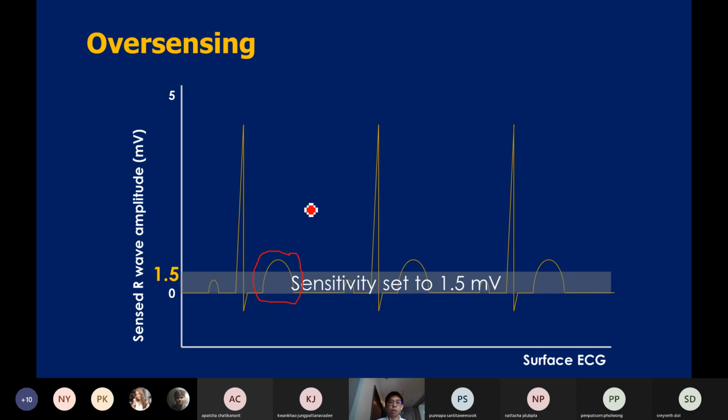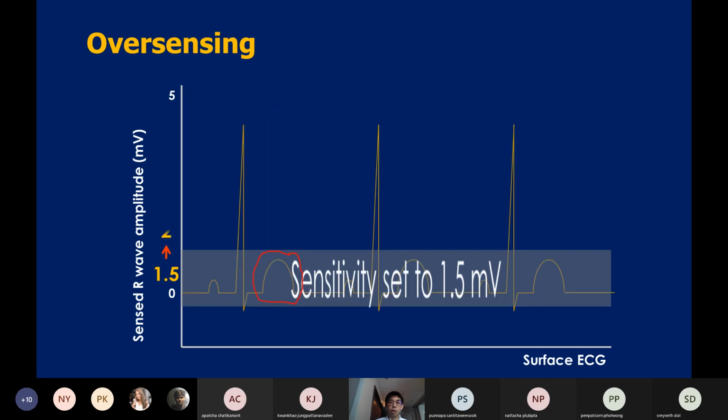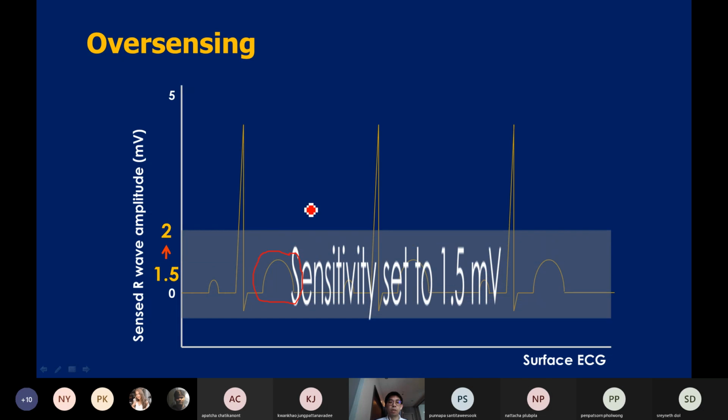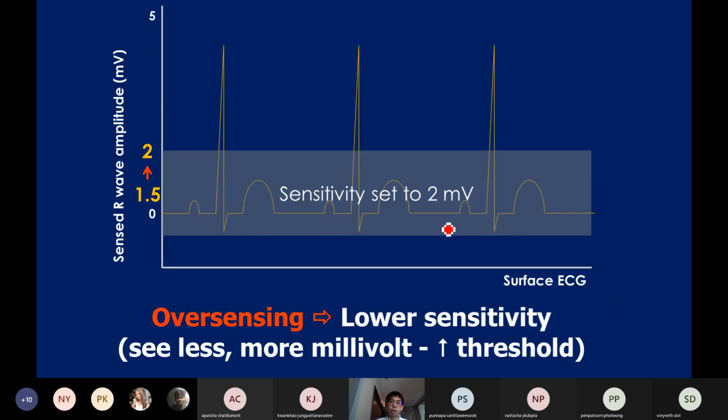So how can we correct it? We increase the number of the sensitivity setting from 1.5 to 2. So now the pacemaker could only see the R wave. The T wave could not be seen anymore, and the pacemaker could return to its normal function. Again, the tricky word: we increase the number of the threshold, but we usually call it lower sensitivity of the pacemaker.